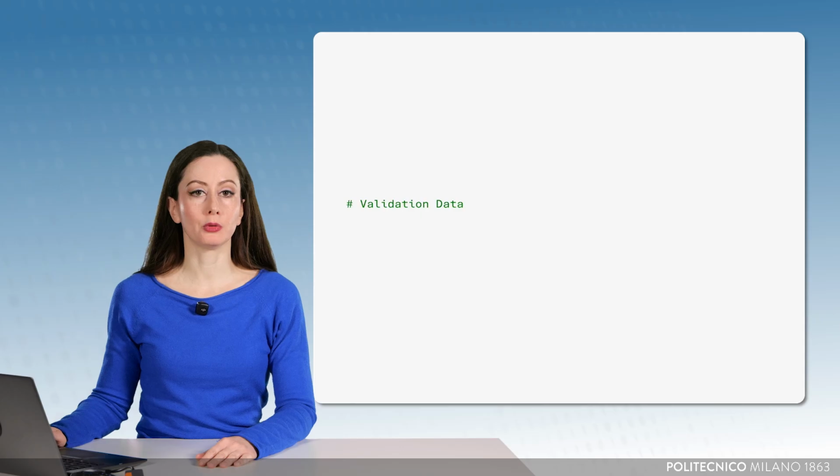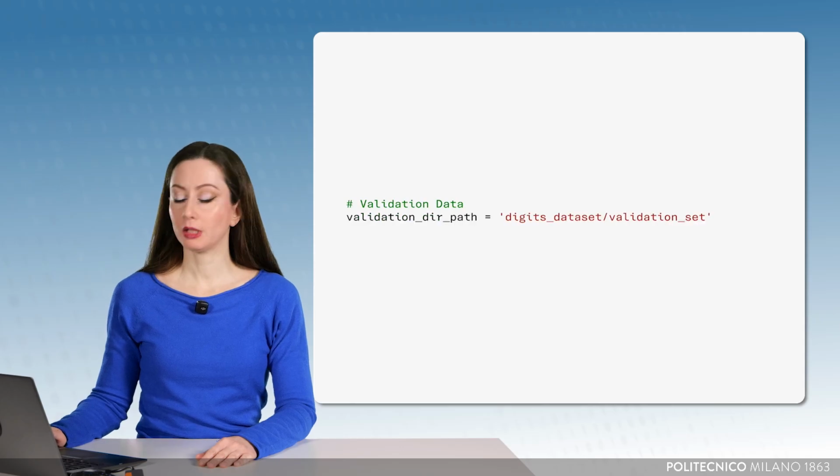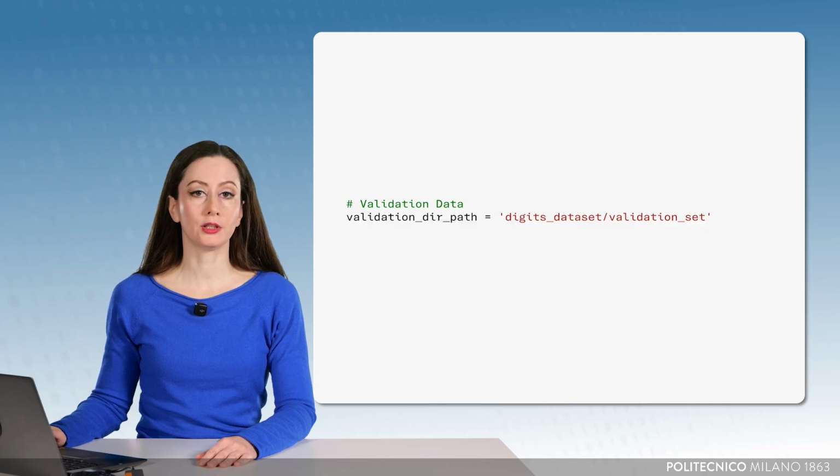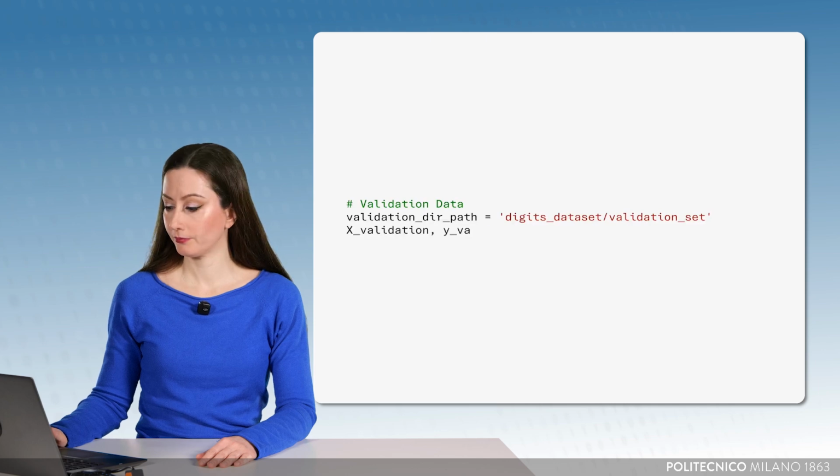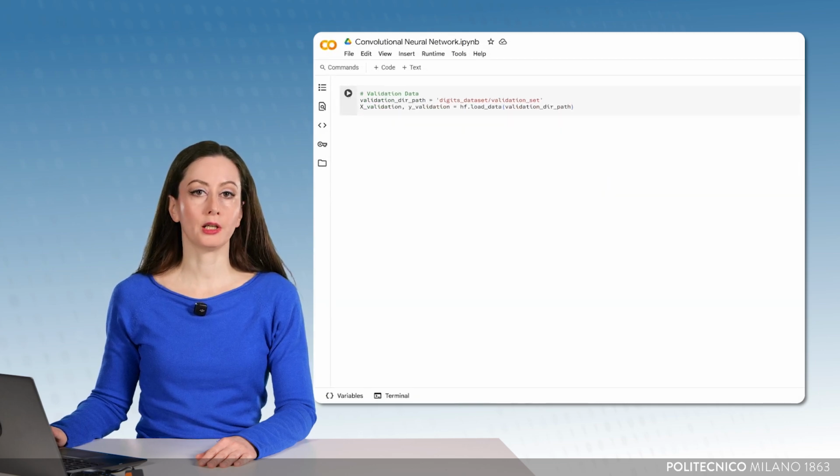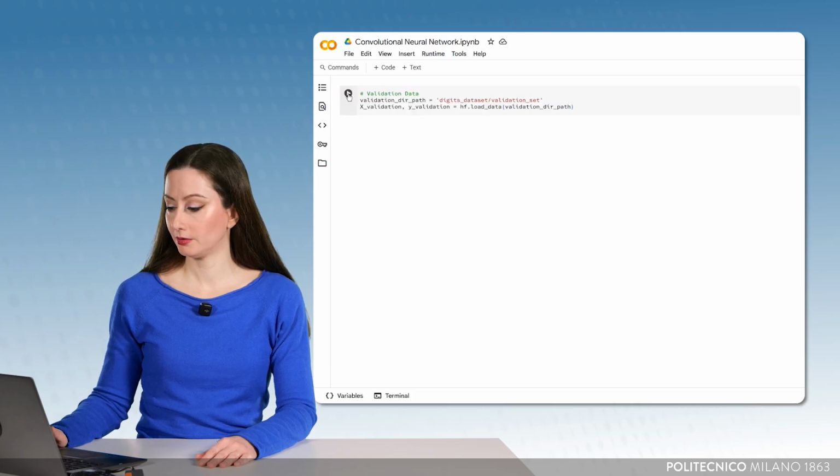Next, we prepare the validation dataset by calling the same loading function. But this time we use a different path. digitdataset/validationSet is the folder containing additional images that will not be used during training. Using again load data, we store the images in X validation and their labels in Y validation.